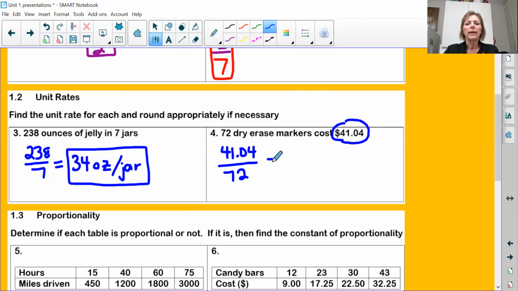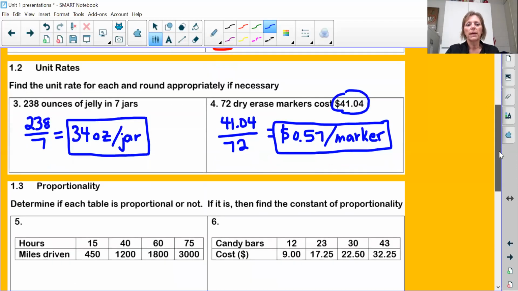Okay, and again, type it out with your calculator. 41.04 divided by 72, and I get 0.57. So I'm going to put this as 57 in the cents place, and that is per marker. And put a box around it.